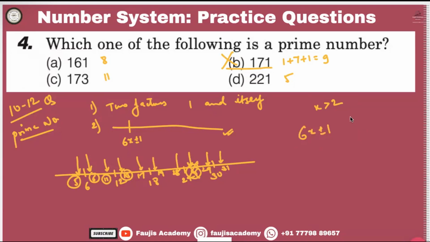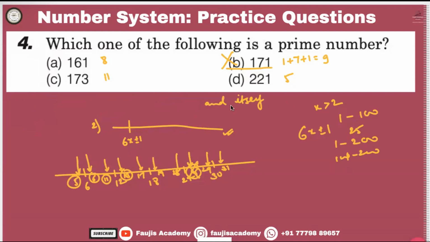And they can even ask you one direct question, one theory based question. How many prime numbers are there between 1 to 100? The answer to this question is 25. And you have to tell me how many prime numbers are there between 1 to 200 or between 100 to 200. You can Google it and tell me. So this is what I wanted to talk more specifically in terms of the prime number.